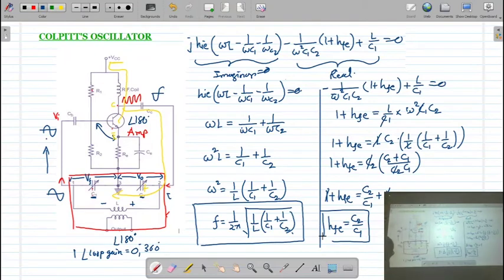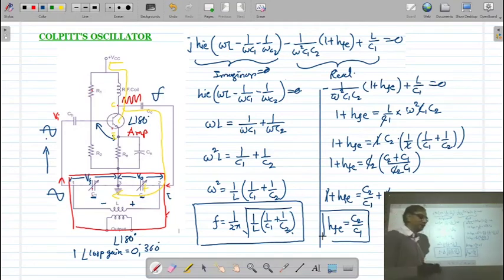Correct? So the Colpitts oscillator is normally used for generating higher frequencies. It is widely used in a radio for local oscillation. In a radio we have a mixer, and in the mixer the local oscillator is also there. So it is used in that case. Whenever our requirement is generating a very high frequency, then this Colpitts oscillator is widely used.